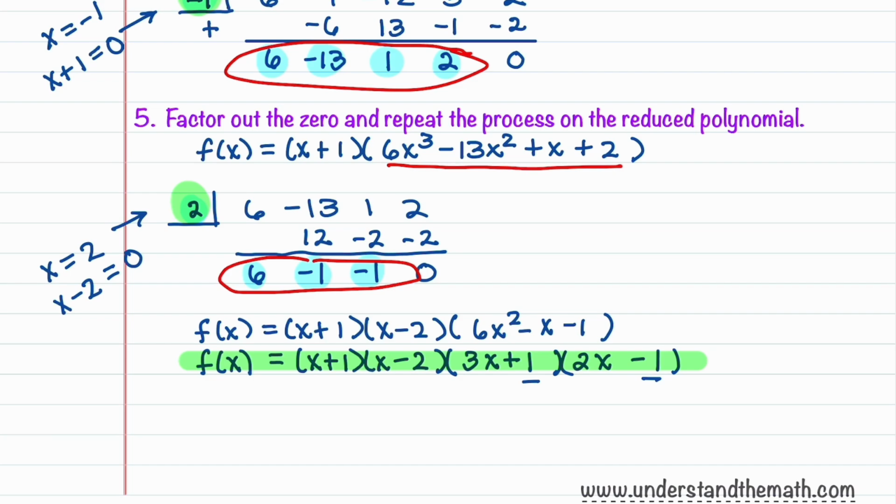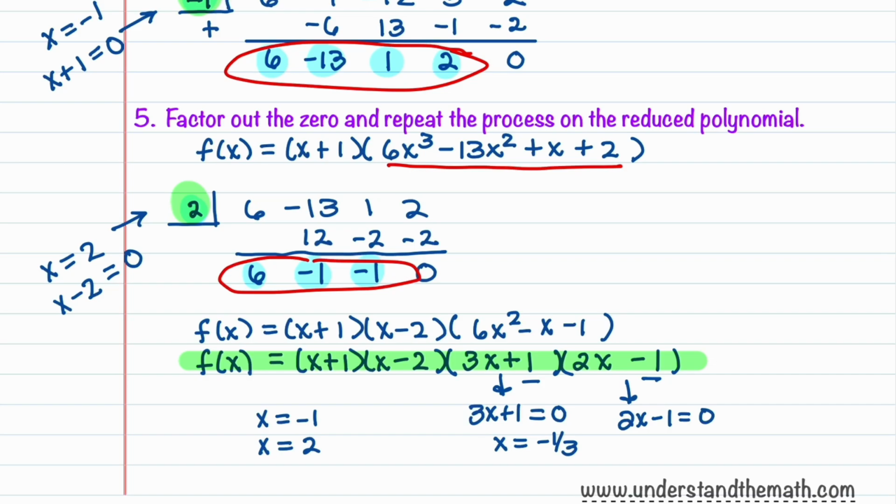Now we also need to find the zeros. We had 2 zeros already. We found that x was equal to minus 1, and we found that x was equal to 2. Now we're going to set this equal to 0. And that's going to give us x is equal to minus a third. And then we'll set this one equal to 0. And this gives us x is equal to 1/2.